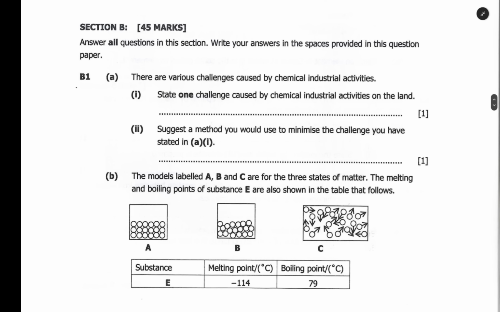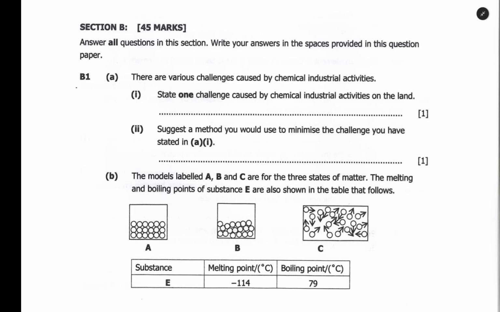So look at section B. So in this one, 45 marks, and you're answering all questions. You write your answer in the spaces provided in this section paper or question paper. All right, so let us start section B, and the first question came from challenges associated with industrial activities or chemical industrial activities.